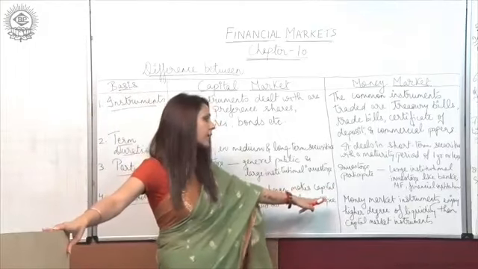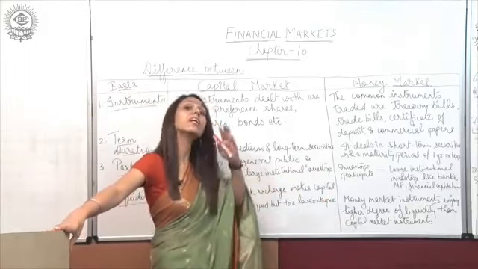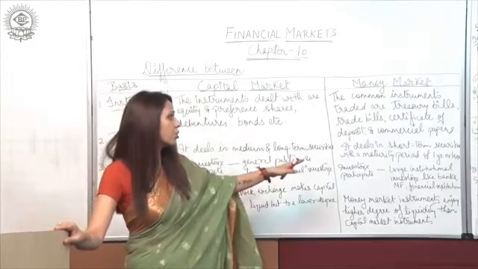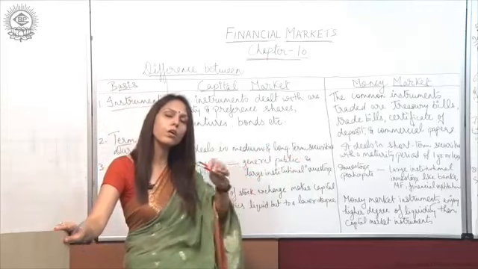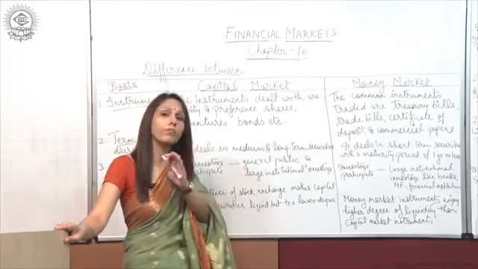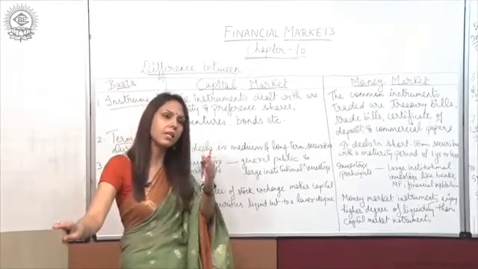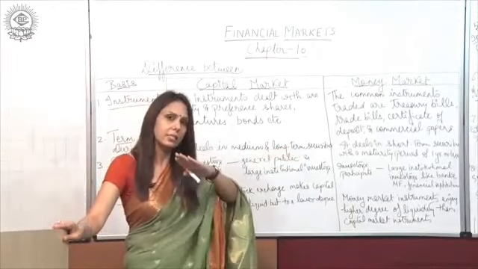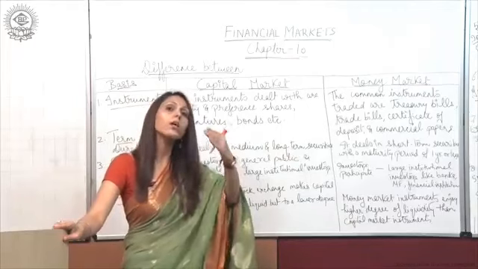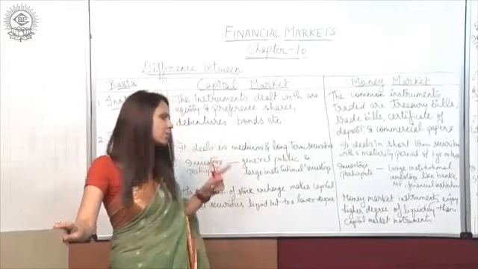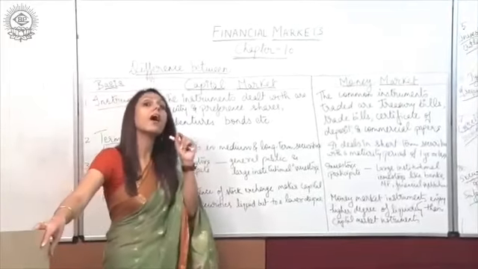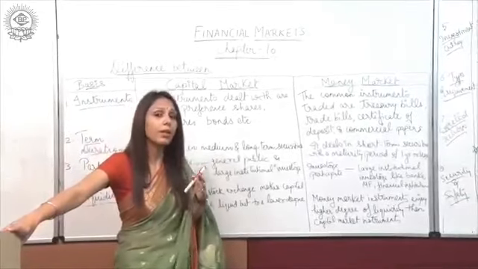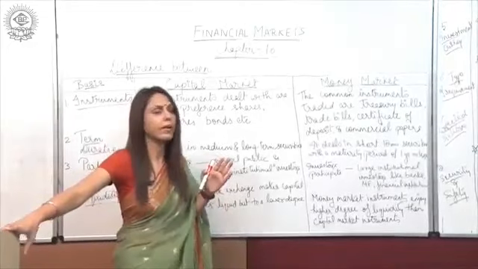Whereas in money market instruments, there is a high degree of liquidity because they are instruments meant for a shorter period of time. The maturity period is very short, a year or less. So that's why the liquidity is very high, meaning they are easily convertible into cash whenever required.